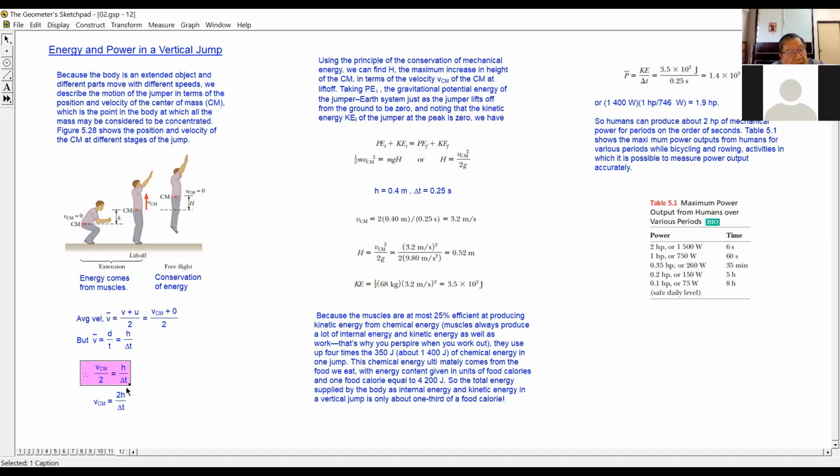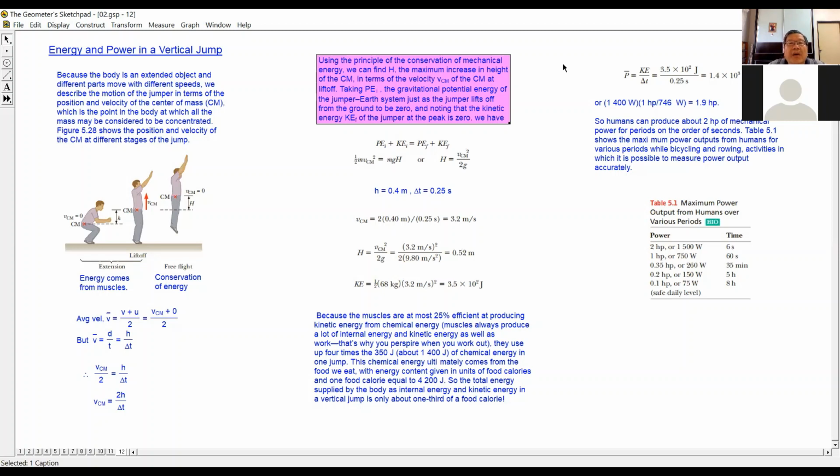H divided by t is also the average velocity. So we know that the final velocity before lift off is 2h over delta t. So this is the average velocity. Using the principle of the conservation of mechanical energy, we can find h, the maximum increase in height of the CM, in terms of velocity VCM of the CM.